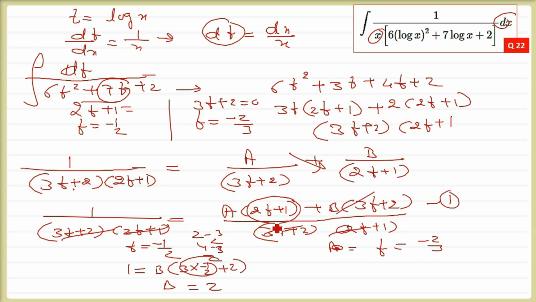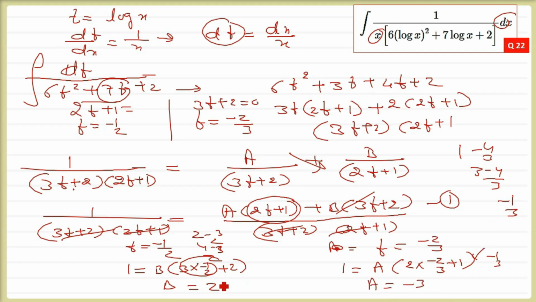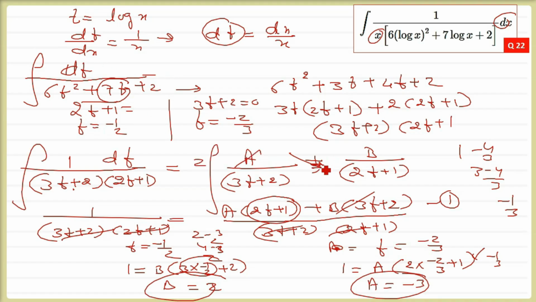Now put t equals to negative 2 by 3. And this will give you 1 equals a into 2 into negative 2 by 3 plus 1. This is simply 1 minus 4 by 3. So negative 1 by 3 will come and 3 will go on the left with a negative sign. So a has become minus 3 here. We'll use b equals to 2 and a equals to negative 3. So this is how it will be integrated after placing a and b respectively.